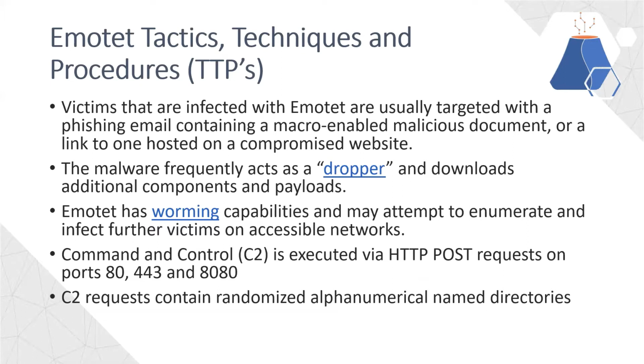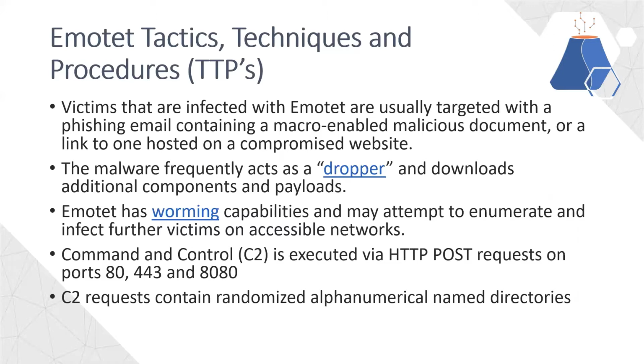First of all, victims are usually infected using a phishing email. It's either going to contain a macro-enabled malicious document that's going to download the malware, or it's going to contain a link to a compromised website which is hosting such a document. We also know that the malware can act as a dropper. It means it can download additional components and payloads. So that's something worth looking for. And we know that it has worming capabilities. It may try to infect other systems on the network that it's on.